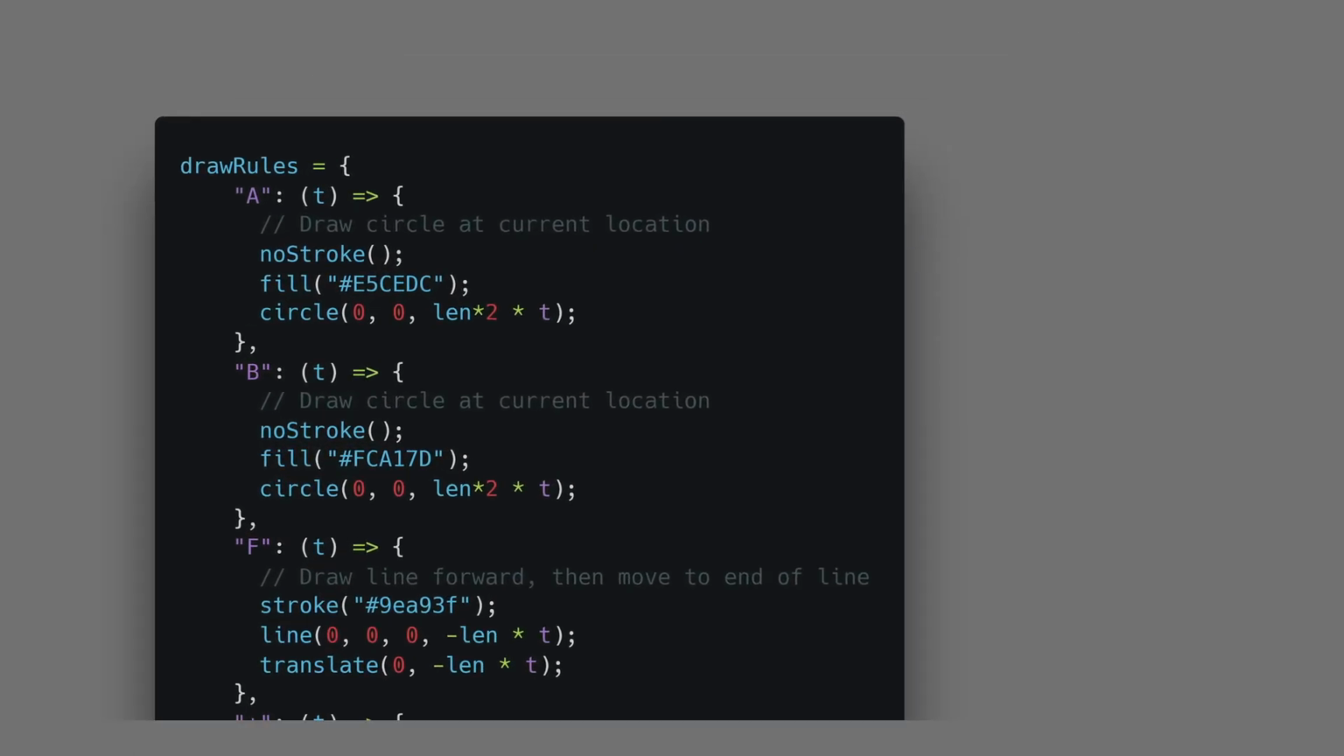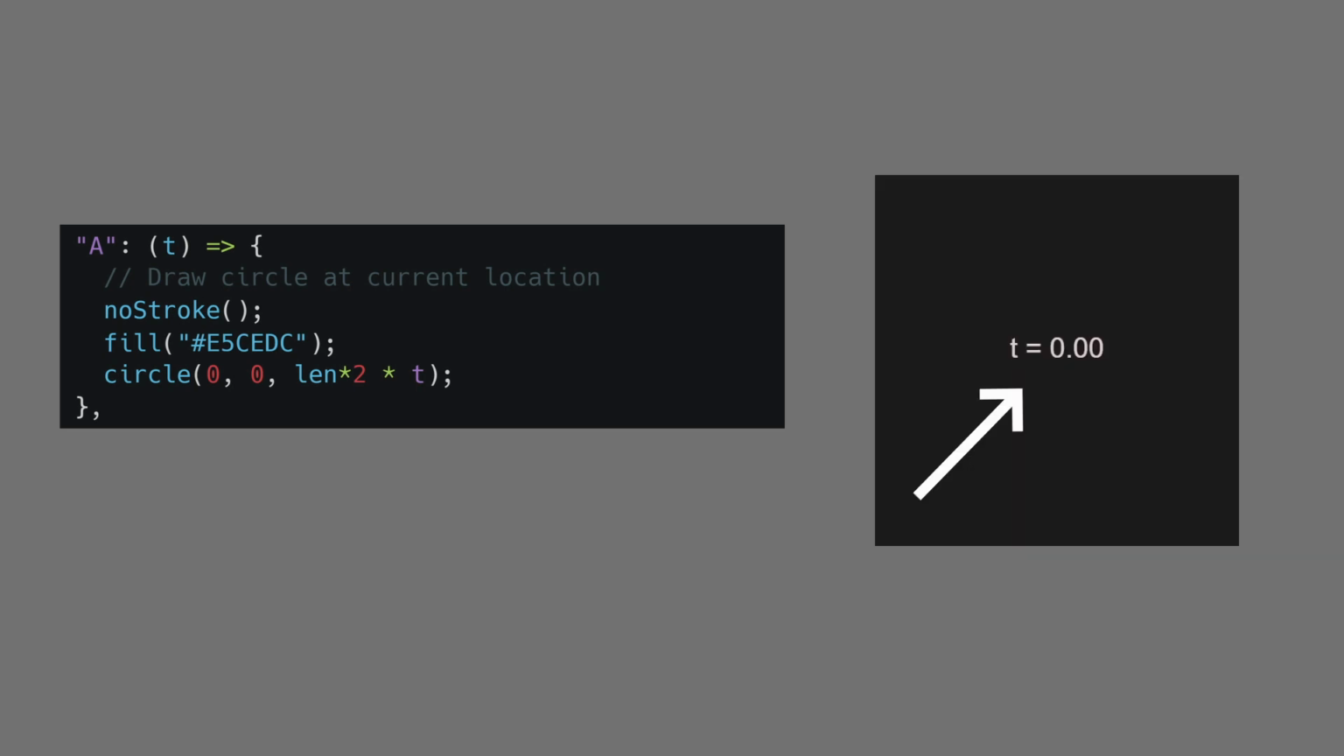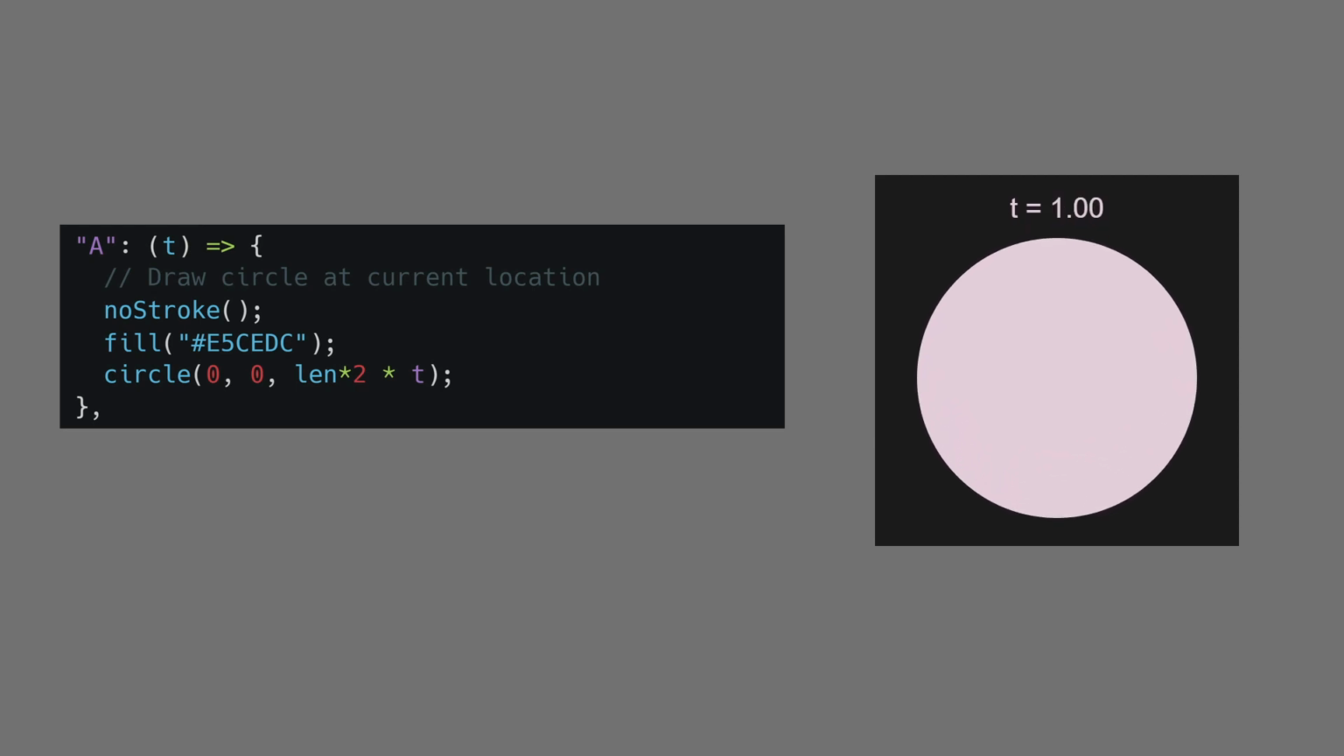If we look at the case of drawing one of these berries, you can see that at T0, there will be no radius on the circle we're drawing to represent a berry. And if that T value goes up to 1, then it will be the full-sized berry.